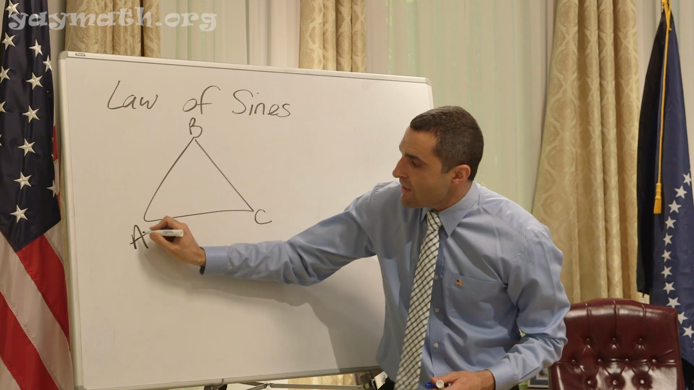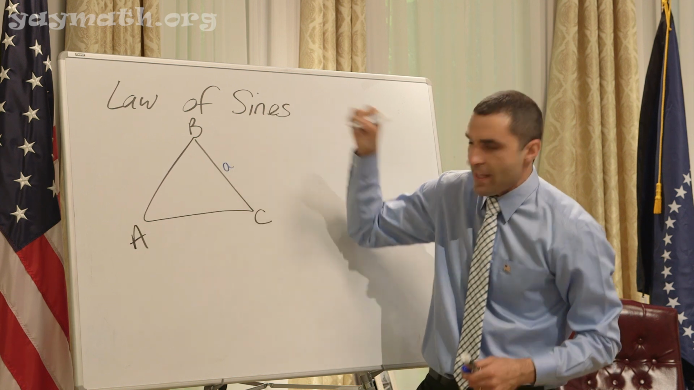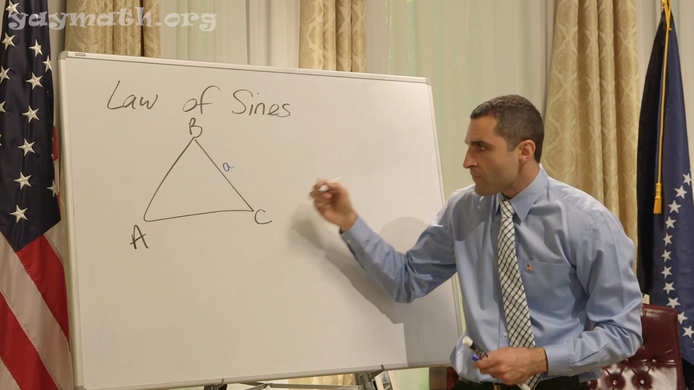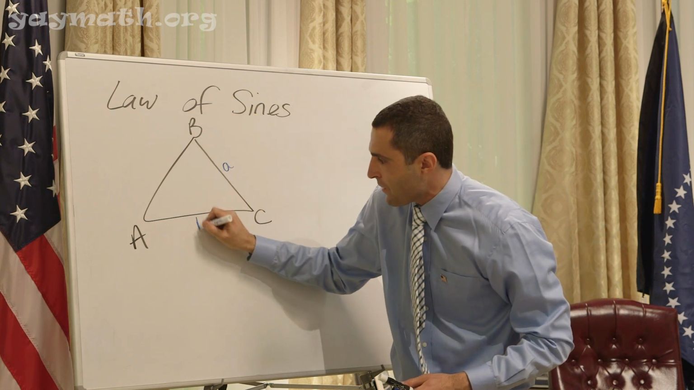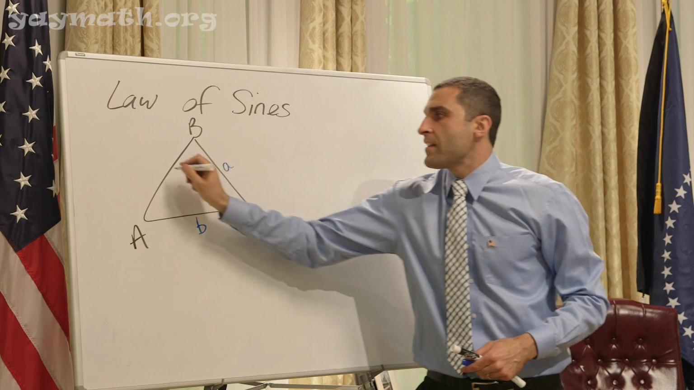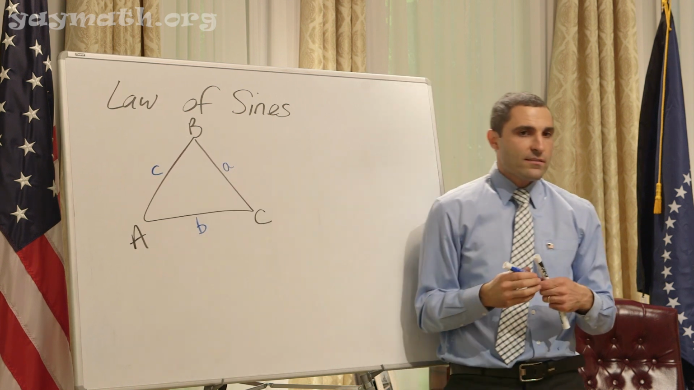Side little a is across from big angle A. Side little b is across from angle B. And side little c is over here. Any questions so far? Okay.